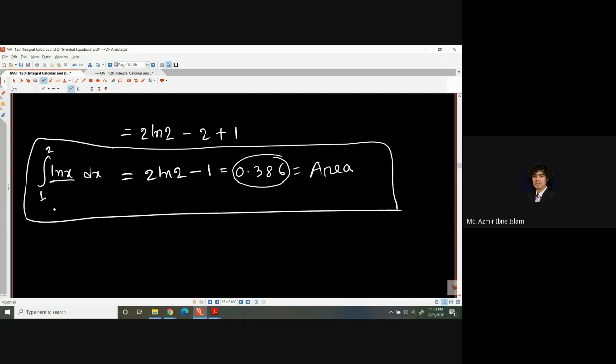Okay, so I hope up to this part you have understood what is the application of the UV technique, that is the integration by parts technique. Okay, so let's take another example.